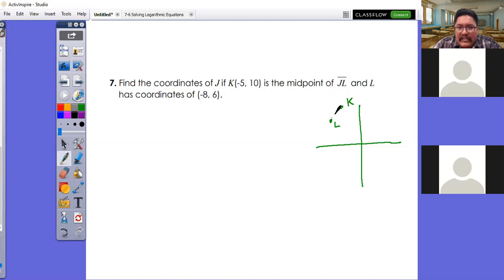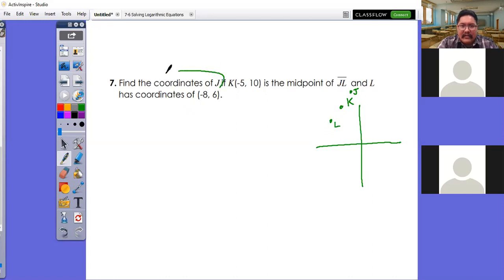And K is the midpoint of JL. So there's a J somewhere. So J is probably going to be right there. Sometimes it helps to draw these. Sometimes it doesn't really help. Okay, but the reason I wanted to go over this one was because sometimes you go the opposite direction. You'll go the opposite direction. You might have put J over here. So anyway, we've got to find out where J is.